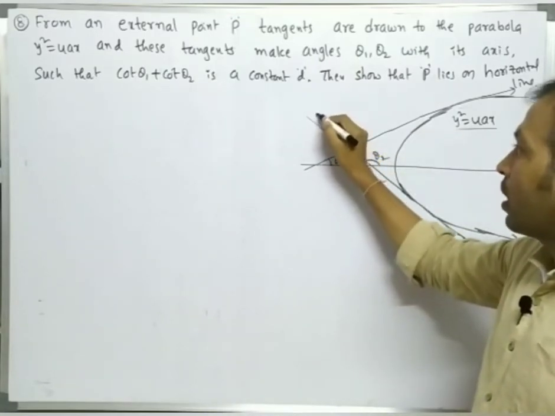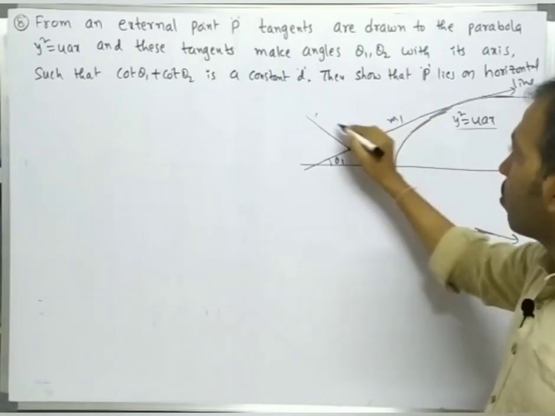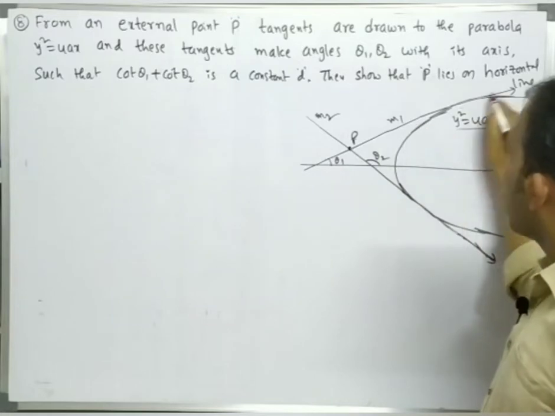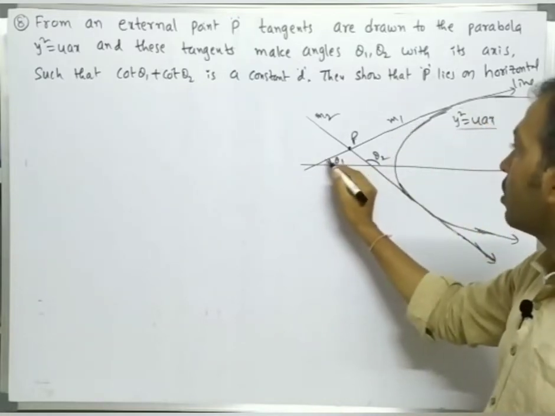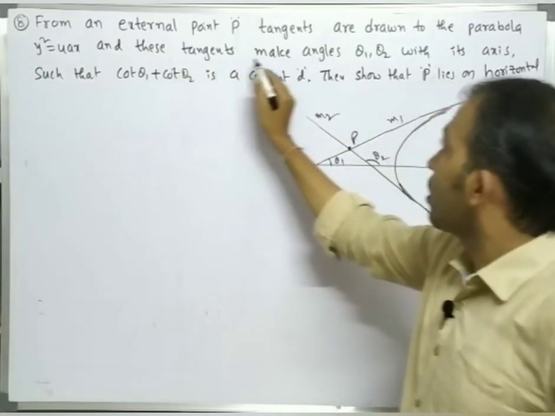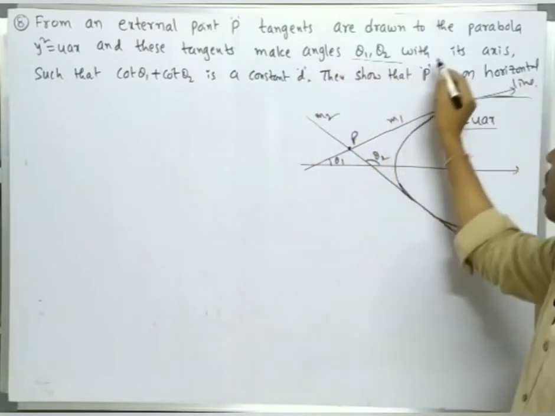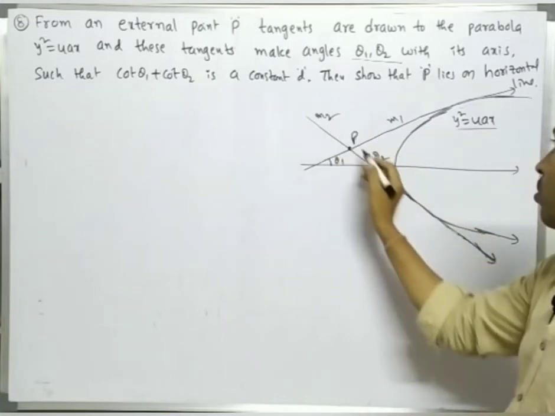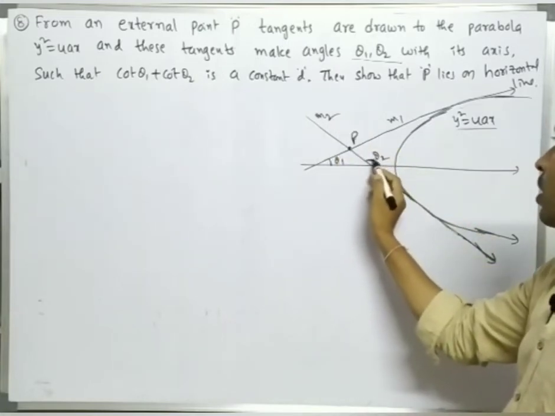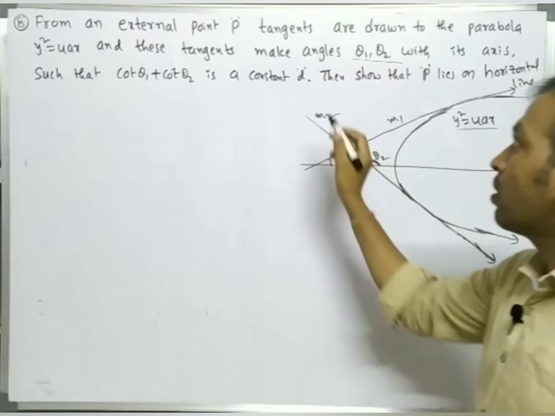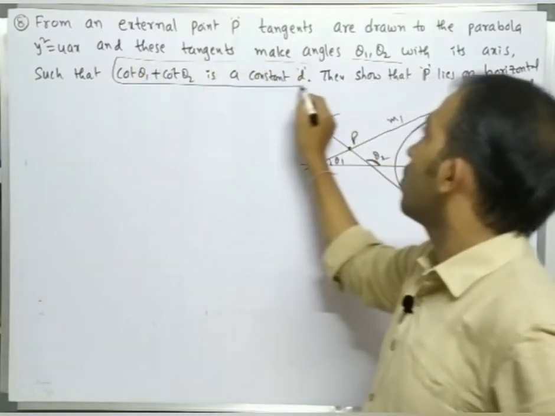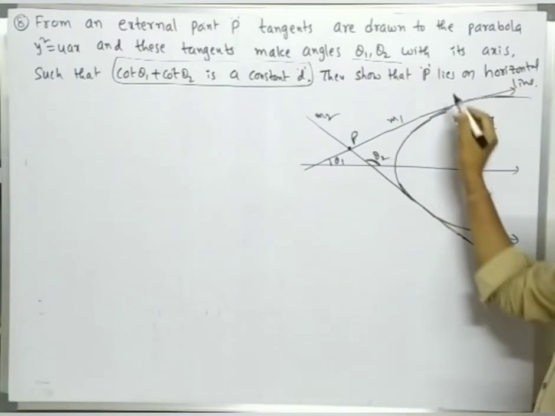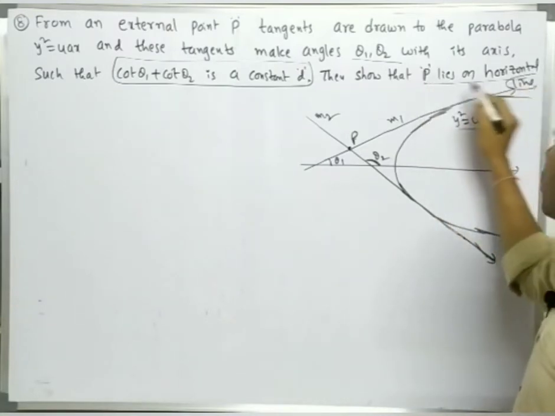Let the slope of one tangent line be m1 and the slope of the other tangent line be m2. This line is making angle theta 1 with the positive x-axis, and the second line with slope m2 is making angle theta 2 with the positive x-axis, such that one condition is given: cot theta 1 plus cot theta 2 is a constant, that is g. Then show that P lies on a horizontal line.